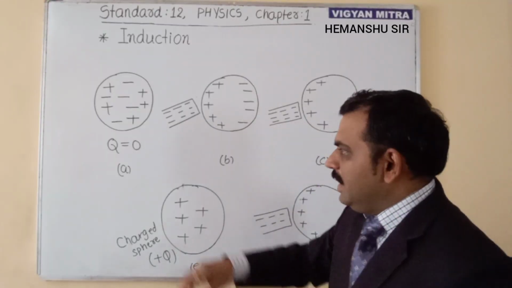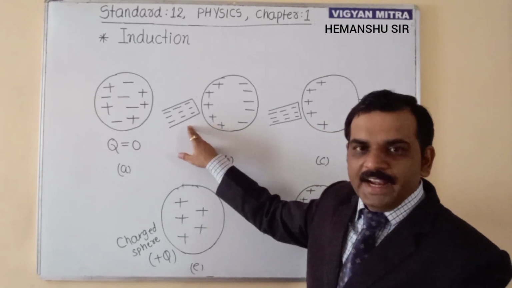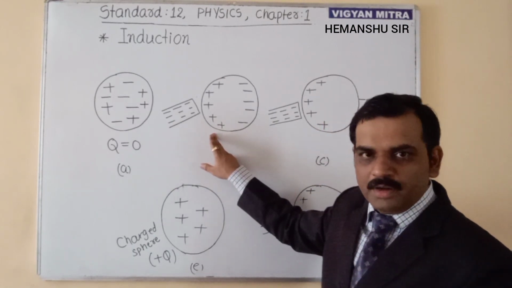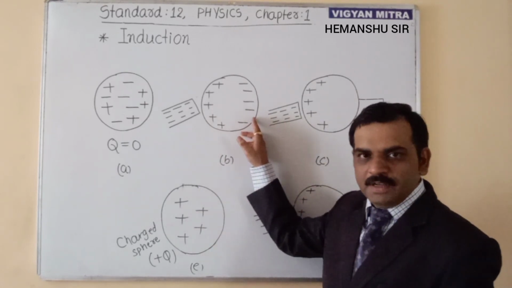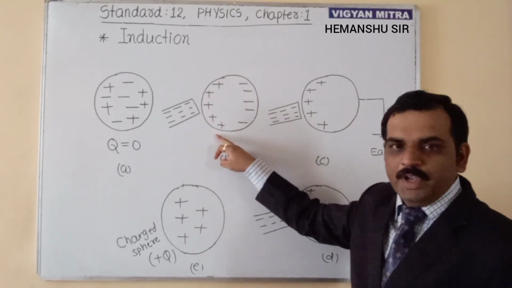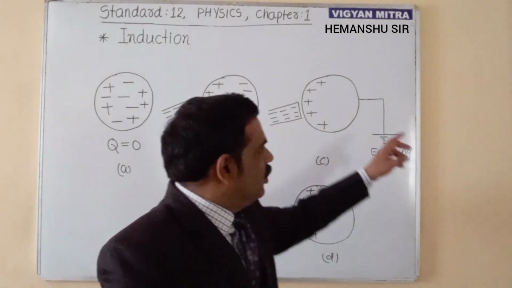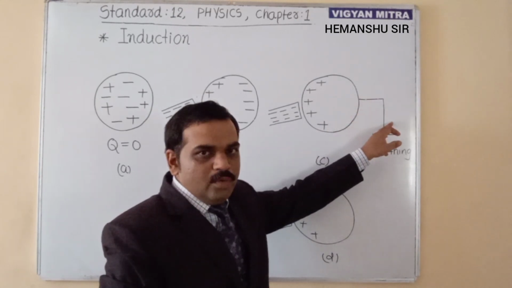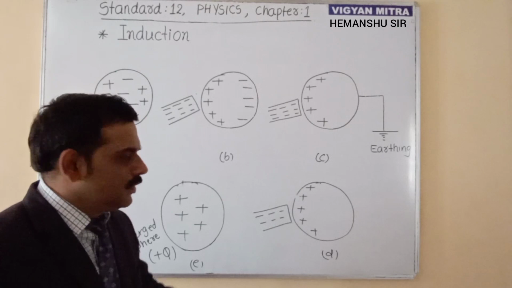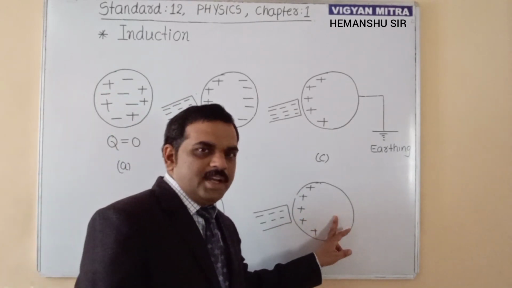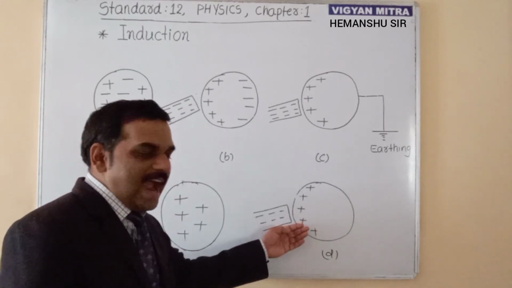Induction. Let us consider an uncharged sphere. If we bring a negatively charged rod close to the sphere, the electrons in the sphere move away due to the repulsion and the near end of the sphere becomes positively charged. Now, if the far end of the sphere is connected to the ground by a conducting wire, electrons flow to the ground. When the sphere is disconnected from the ground, the positive charge remains held due to the attraction.